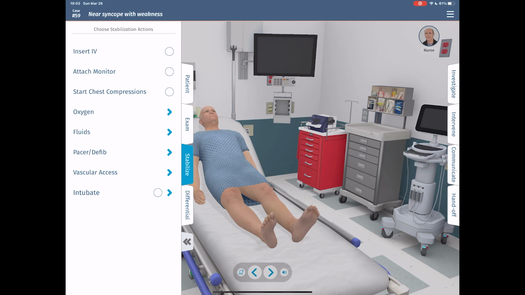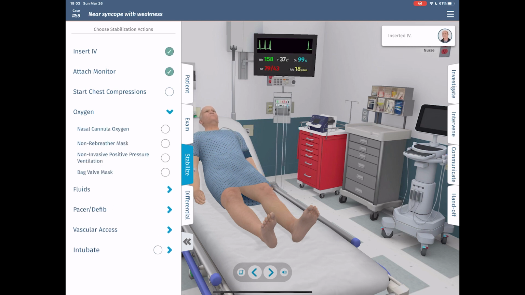And I'm not sure what control different authors have over what interventions and what steps are placed where in the menu. But let's go ahead and put in an IV, put him on the monitor. He doesn't need chest compressions. And when you click monitor, it shows on the monitor there. He has a heart rate of 155. He's 100% on room air. He has a low blood pressure, and he has a decent respiration rate.